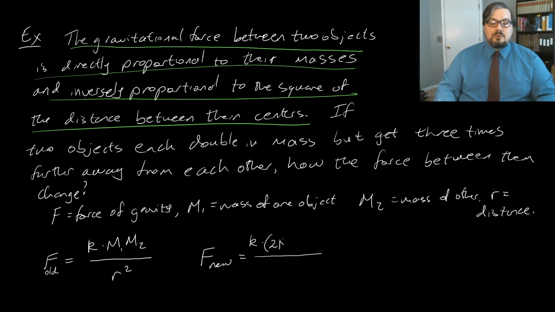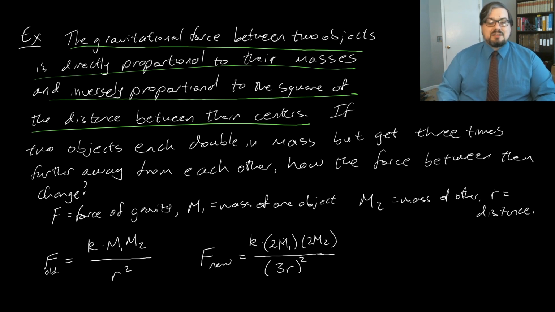Now, the new force, after we make the changes, is going to be based on the following. So we're going to have K times the masses of the two objects, but now we've doubled the masses of each object. So instead of M1, we have 2 times M1. Instead of M2, we have 2 times M2. But the distance between them has tripled. They've gotten 3 times as far away from each other. And so the new distance is 3r.